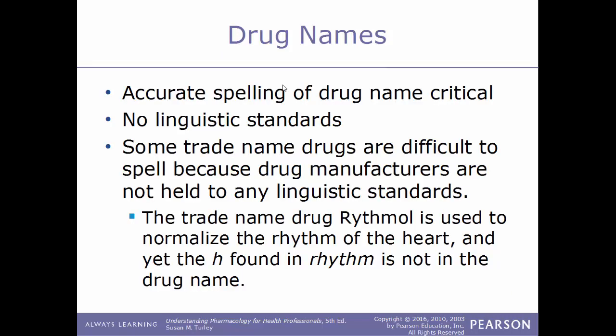Accurate spellings of drug names are critical, especially when you deal with very long and confusing names, and there are no linguistic standards when it comes to this. So some trade names are difficult to spell because drug manufacturers aren't held to any kind of standards. For example, the trade name drug Rhythmol is used to normalize the rhythm of the heart. But there's no H found in the trade name, even though there's an H in rhythm. So there are no linguistic standards that would dictate including a letter there or not.